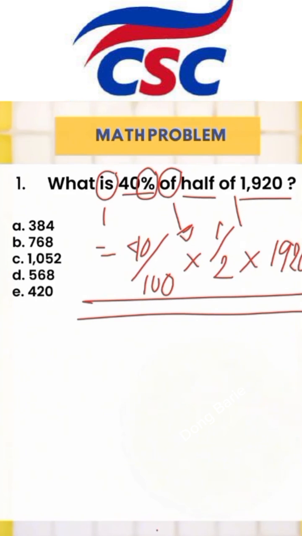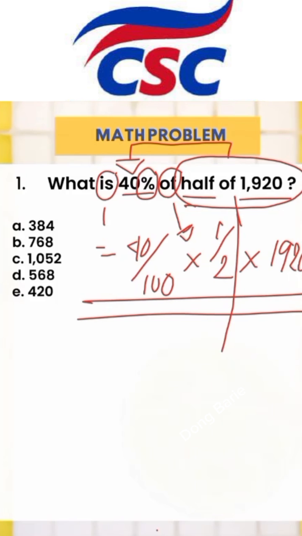Kunin nyo lang yung half of 1,920 at i-multiply nyo na agad dito sa 40% para mas mabilis. Half of 1,920 is 960. Of, multiplication, 40%, 0.40.